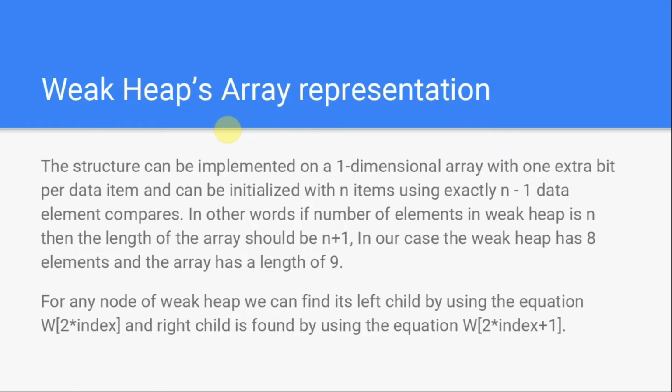In our case, the weak heap has 8 elements and the array has length of 9. And also, for any weak heap, we can find its left child by using the equation w of 2 times index, where w is the name of an array, and the right child can be found using the equation w of 2 times index plus 1.